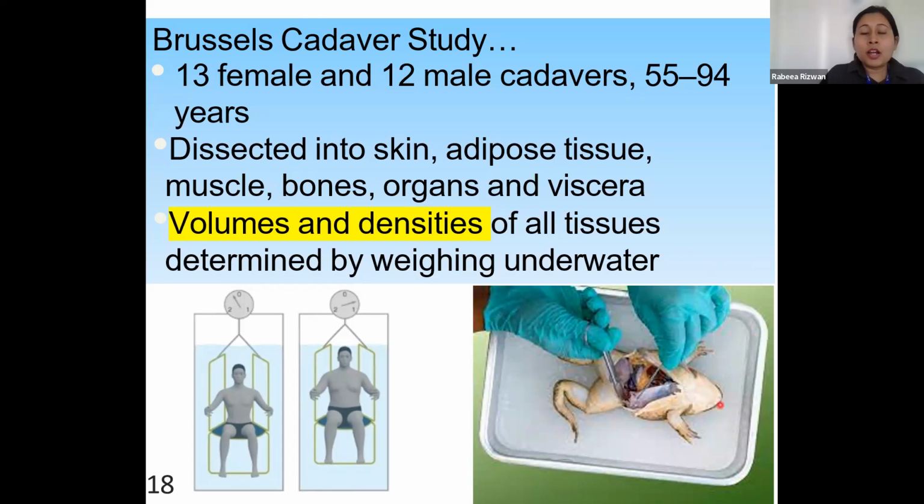So this is the procedure of how we can do it directly, but for a live person, I think it is not possible to do. For the indirect method, yes, we can submerge a human being inside, but keep in mind that the person will be breathing.